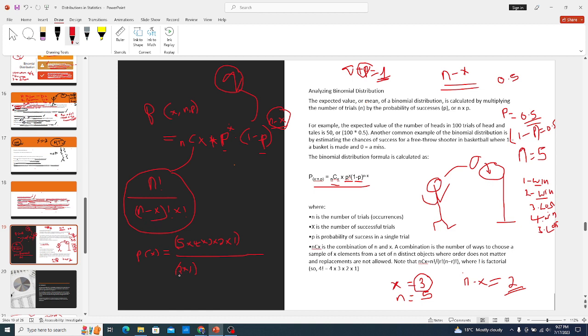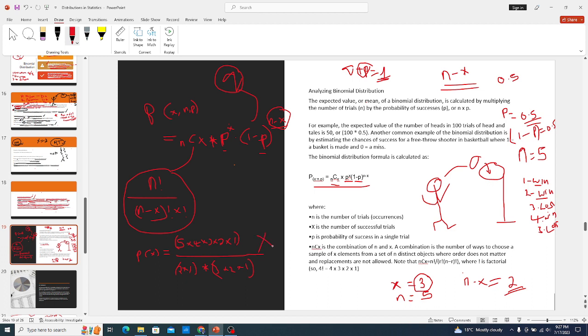Then we multiply by X factorial. X is 3, so that is 3 factorial. So it will be 3 multiplied by 2 multiplied by 1. Okay, we might decide maybe to finish this part, or we can still continue.